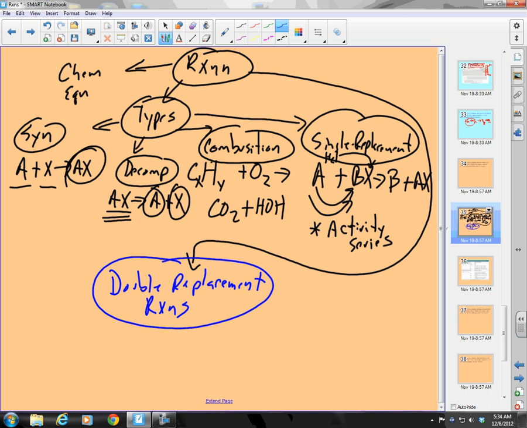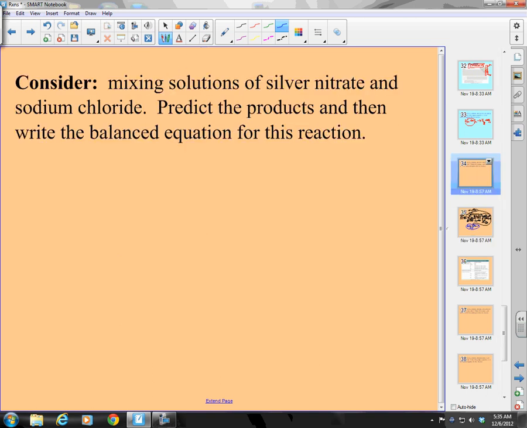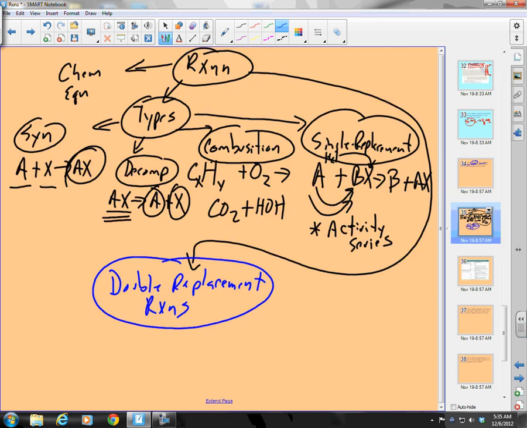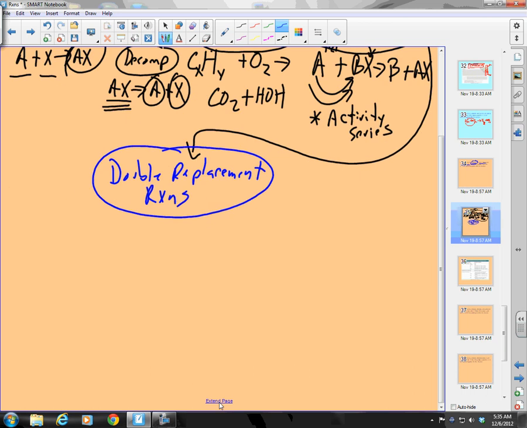Let's start off by looking at our example. Consider mixing solutions of silver nitrate and sodium chloride. Okay, what's different already about this? What are my reactants? Well, my reactants are all solutions. Okay, that means they are both compounds. So what's our general form?